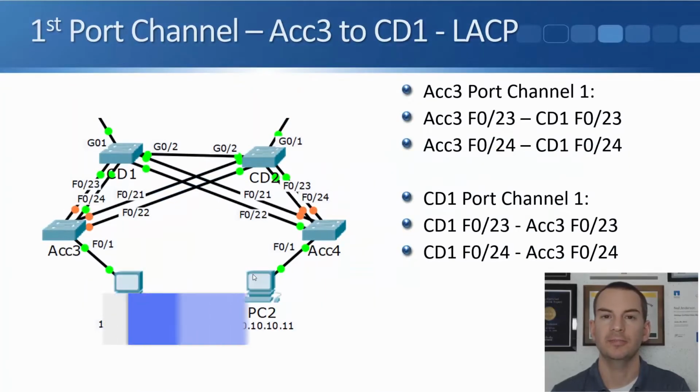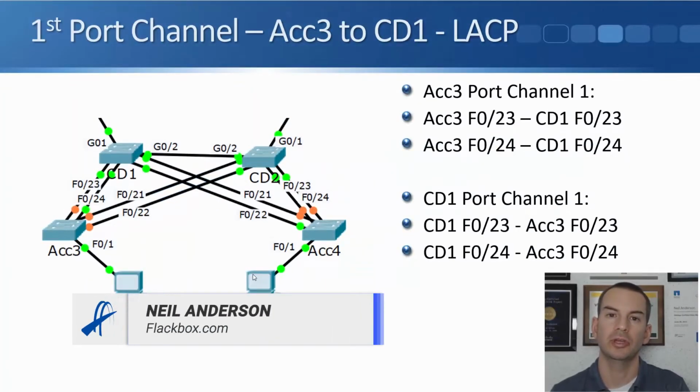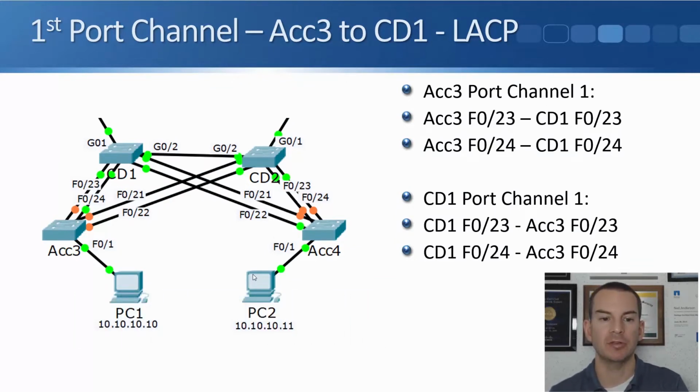In this section, you'll see how to configure port channels, EtherChannel, with a lab demo. So I'm using the same lab topology that I used in the spanning tree section. So we've got our two core distribution layer switches, CD1 and CD2, and we've got a couple of access layer switches, access 3 and access 4.